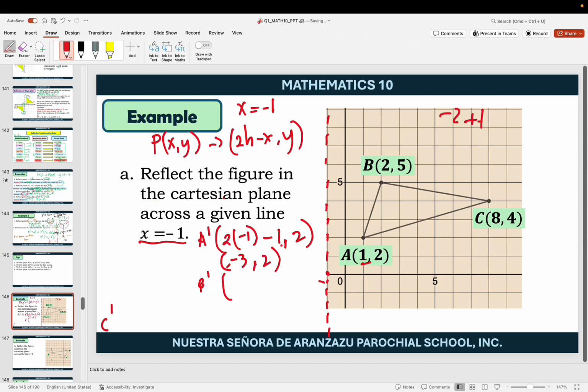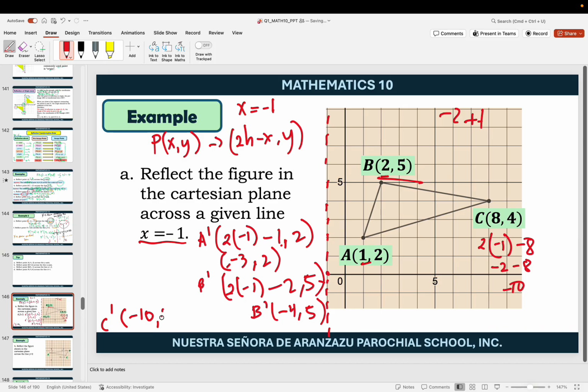Next, si point B naman, or reflected point B, so that is ito. 2 times the constant, negative 1, minus your x, 2, copy y, 5. So, our B prime is 2 times negative 1 is negative 2, minus 2 is negative 4, comma 5. Okay, next point C is 8, comma 4. So, just simply 2 times negative 1, yung constant, minus 8. So, that is negative 2 minus 8 is negative 10. So, that is negative 10, comma, your y, 4.